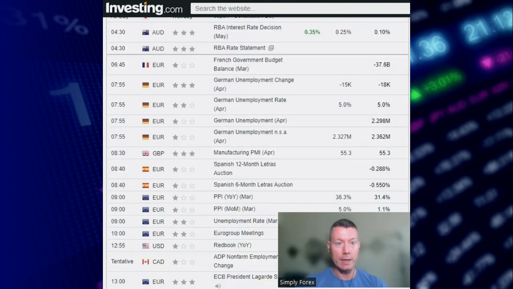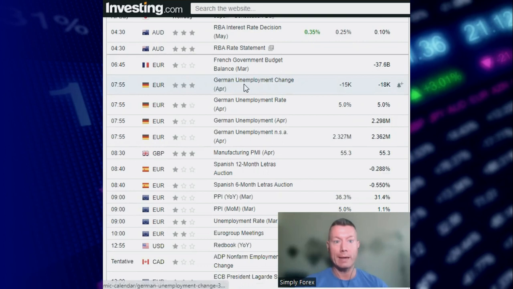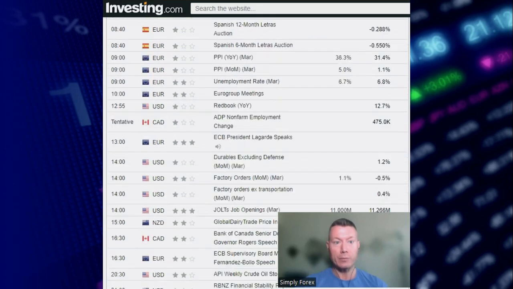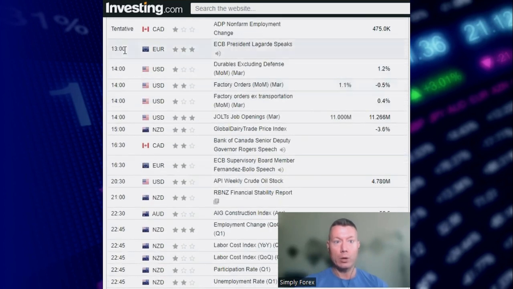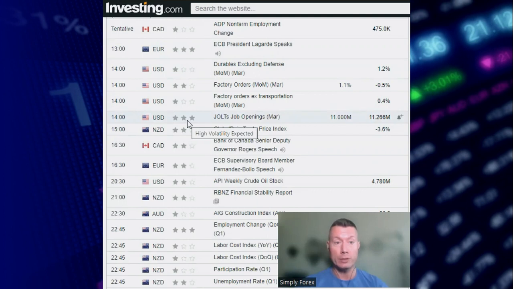Next piece of interesting news is this: at 7:55, we've got a 3-star rating, and it's employment data coming out of Germany, so that could move any euro pair. At 8:30 GMT, we've got manufacturing PMI, so that could move any pound pair. If we scroll down, guys, at 1 o'clock, we've got the head of the European Central Bank speaking, Lagarde. When she speaks, she can really move the euro, so be aware of that. At 2 o'clock, we've got employment data out of the US. Again, a 3-star rating can move any US dollar pairs.